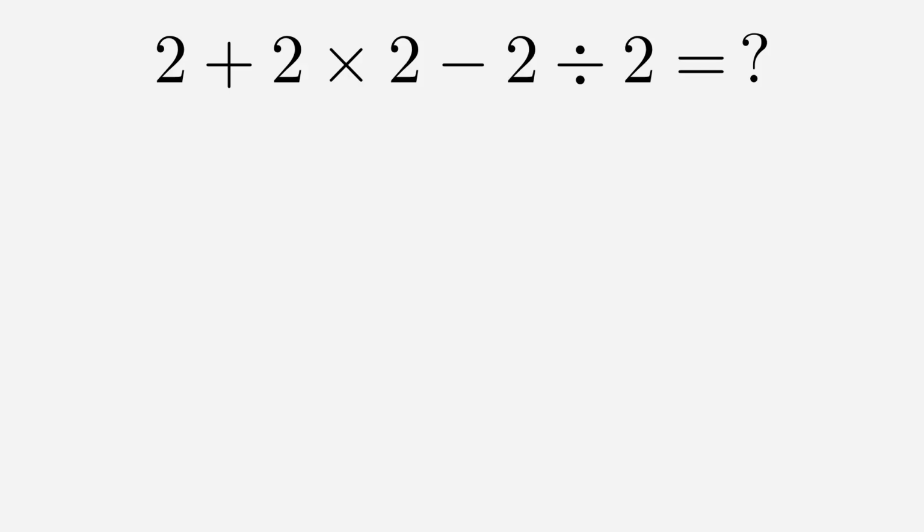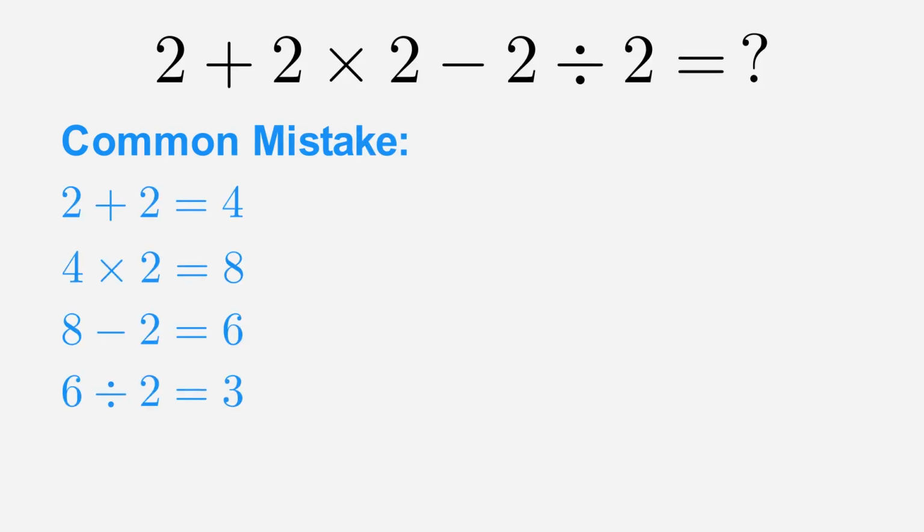2 plus 2 times 2 minus 2 divided by 2, all 2's. Sounds easy, but I promise you, this one's a trap. Most people go left to right. 2 plus 2 is 4, 4 times 2 is 8, 8 minus 2 is 6, 6 divided by 2 is 3. Final answer, 3. That's wrong, so wrong.